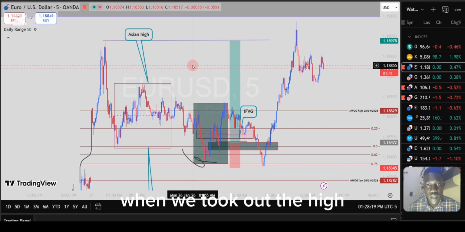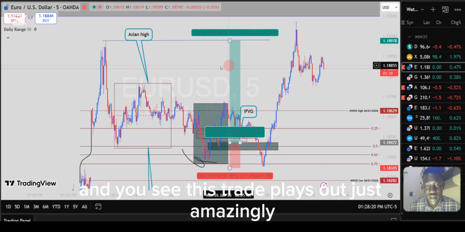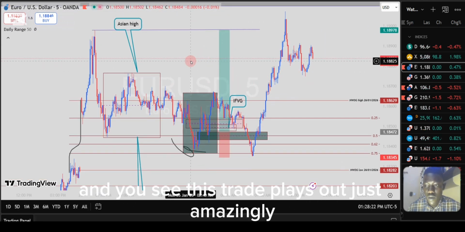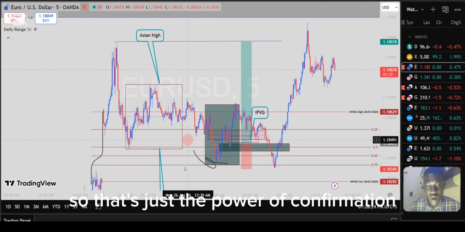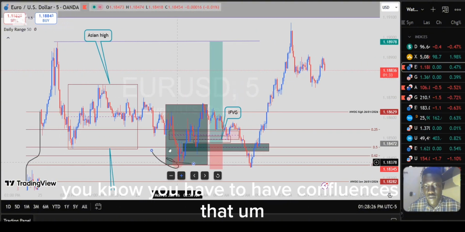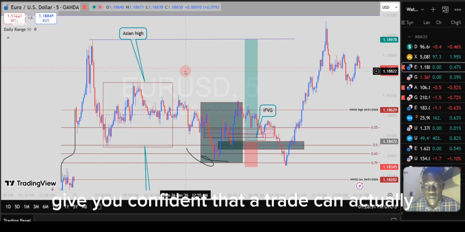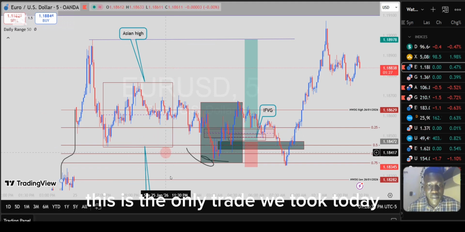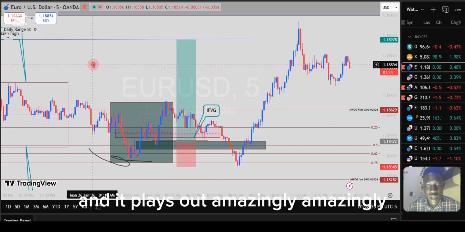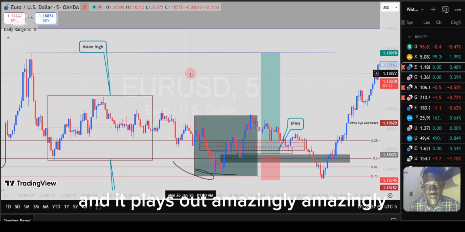And you see this trade plays out just amazingly. That's just the power of confirmation. You have to have confluences that give you confidence that a trade can play out. And funnily enough, this is the only trade we took today, and it played out amazingly. So that being said, that will be all for now, and see you on the next one.